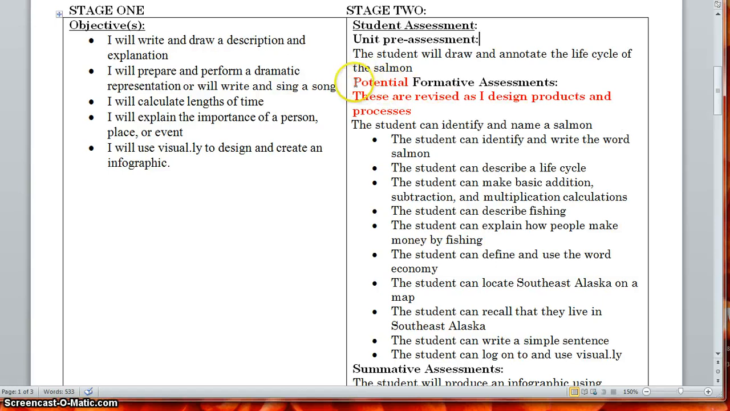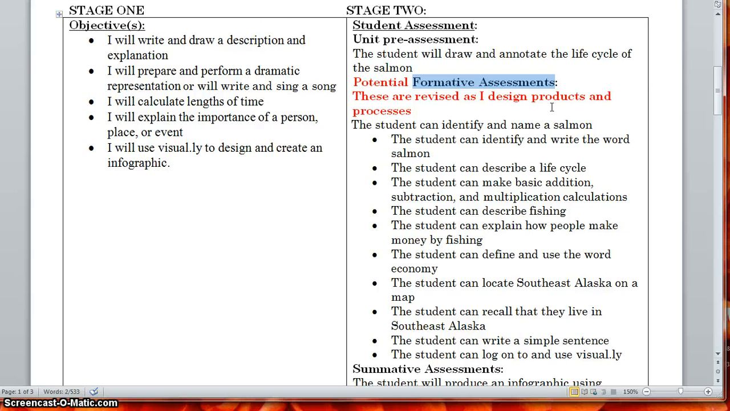I wrote potential in red because my formative assessments are going to change as I go along. Formative assessments are those things you do every day: walking around the room and looking, asking kids questions, making observations, looking at the daily work. Those are formative assessments that are also probably going to show up in your stage 3 as learning opportunities as well, because they're iterative. So these might be revised as I design products and processes as well. As I get down into stage 3, I may see somewhere where I need to add a formative assessment.